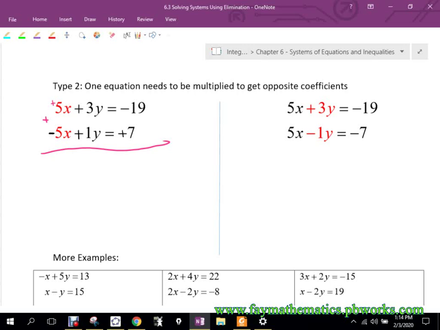Okay. But now, when I add straight down, what's 5x, a positive 5x plus a -5x? 0 x's. So those are the ones that eliminate, right? What's 3y plus 1y? 4y. -19 plus 7?